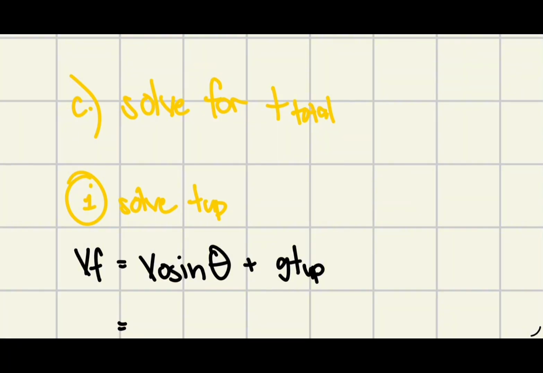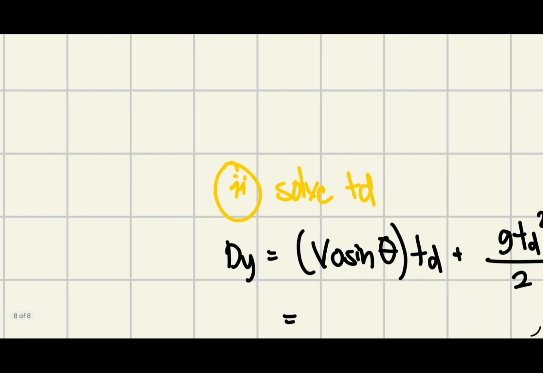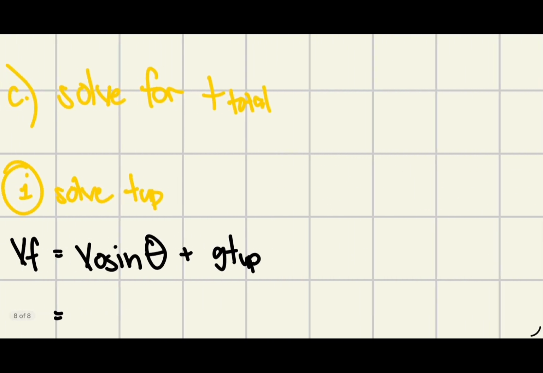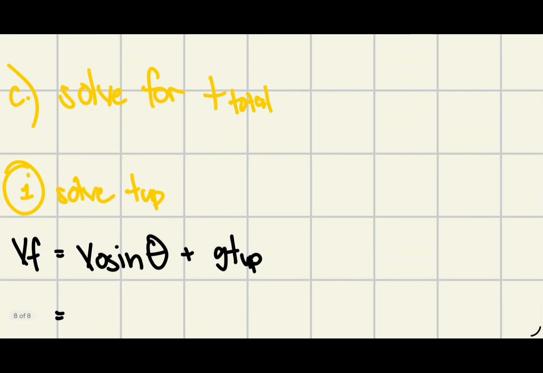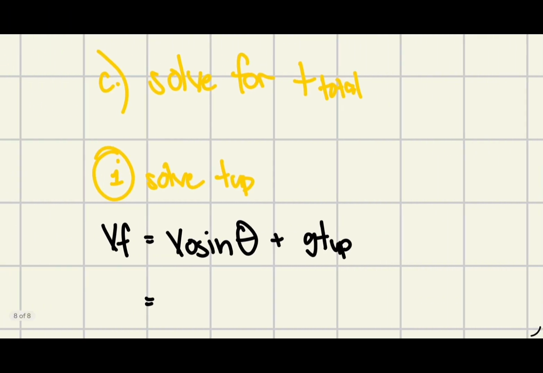For letter C, we are trying to solve for the total time of the trajectory. So we have 2 steps: solve for the time going up and the time going down. This is because it's elevated at a certain height, so we have the time going up, since we are given an angle not equal to 0, and then from its peak height, we're going down. So t of down. Let's solve for the first step.